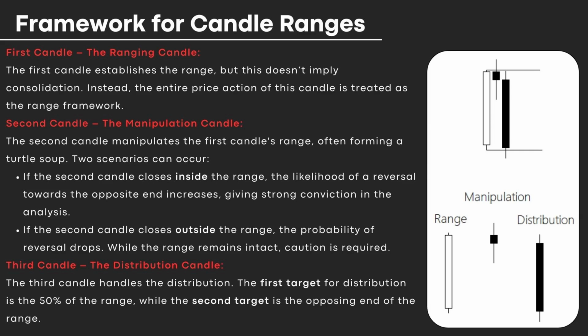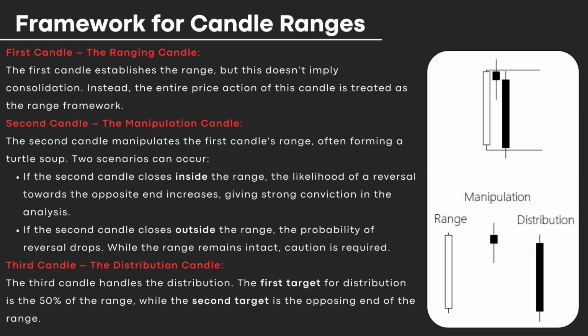The first candle establishes the range, but this does not necessarily imply a consolidation. Instead, the entire price action of that particular candle is treated as the range framework. The second candle, also known as the manipulation candle, manipulates the first candle's range by purging one side of the range and forming a turtle soup.